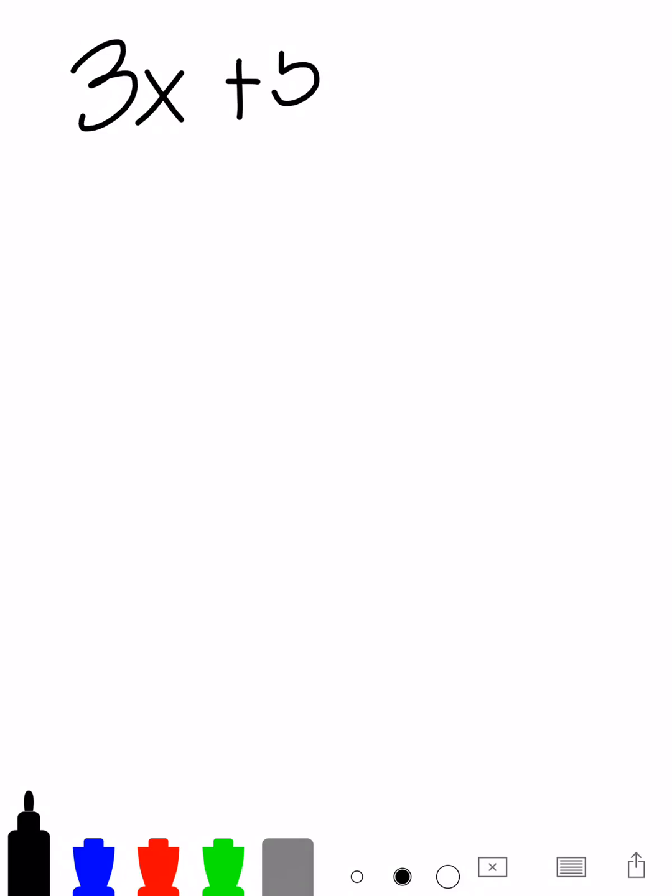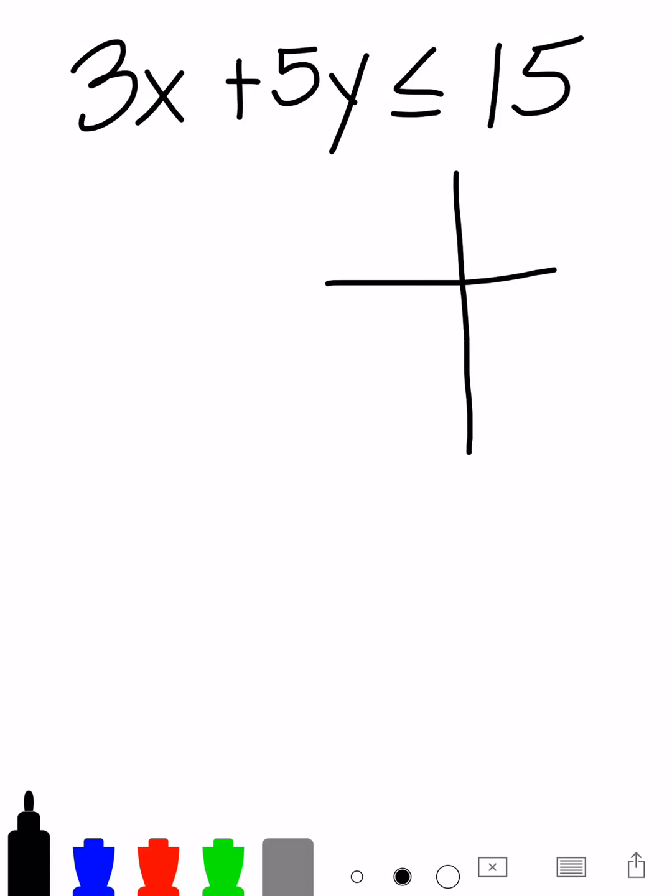So let's look at this one right here. 3x plus 5y is less than or equal to 15. So pause this video and see if you can do the cross method, if you can at least fill out your box. So remember, the first thing you want to do is make your cross.